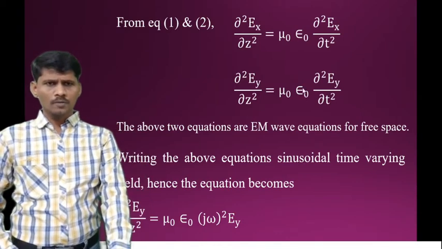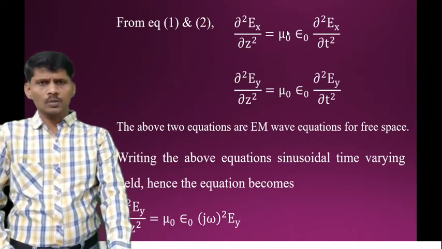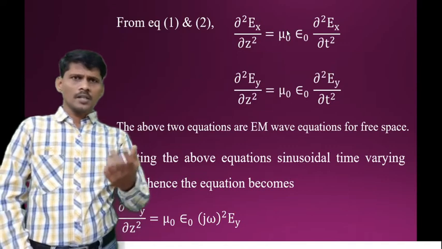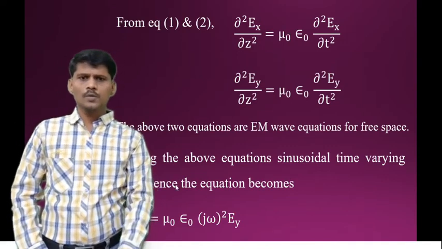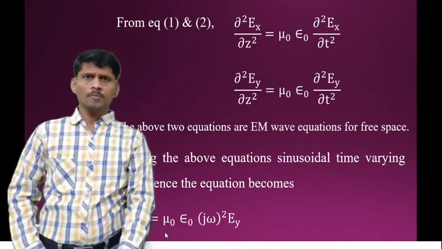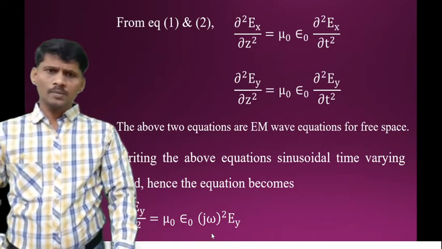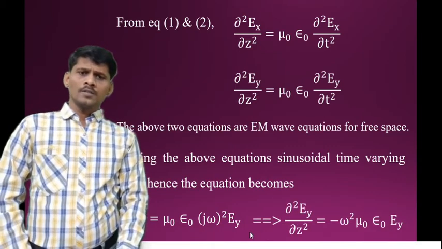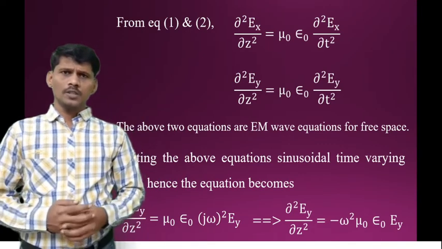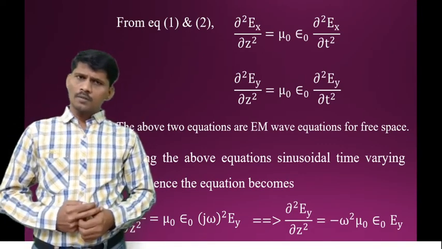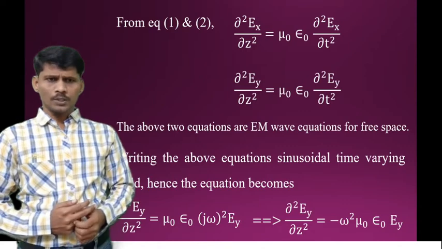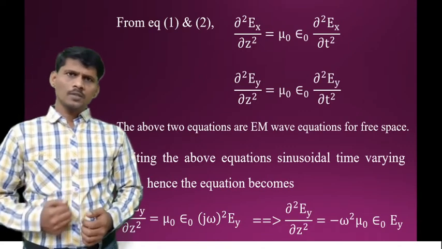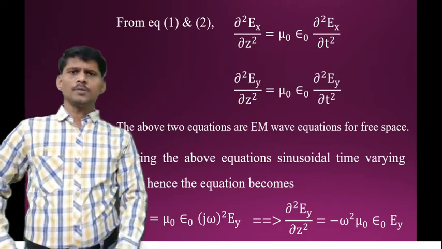Therefore, considering any one equation, dou square Ey by dou z square is equal to mu naught epsilon naught j omega whole square into Ey. J square value is minus 1. Therefore, dou square Ey by dou z square is equal to minus omega square mu naught epsilon naught into Ey.